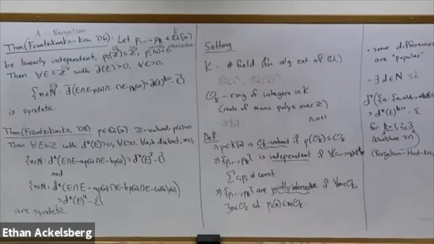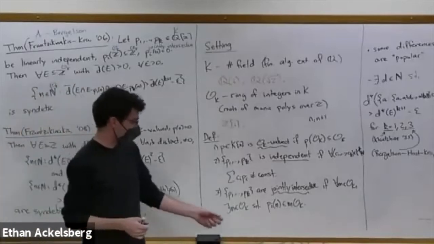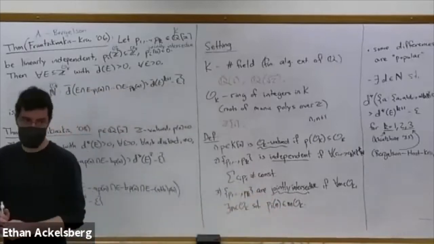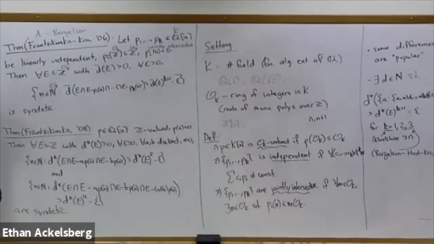So the reason that I'm dealing with the setting of rings of integers is it's kind of the most natural, more general setting where all of that works. So this has to do with the fact that when I multiply by some element, I get a finite index subgroup. It's important that this ring is homomorphically finite.